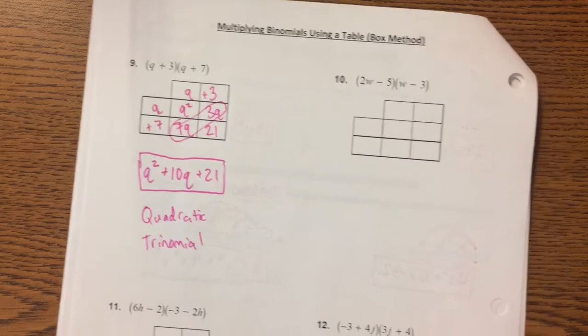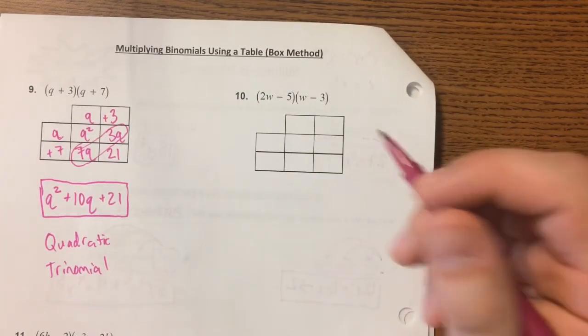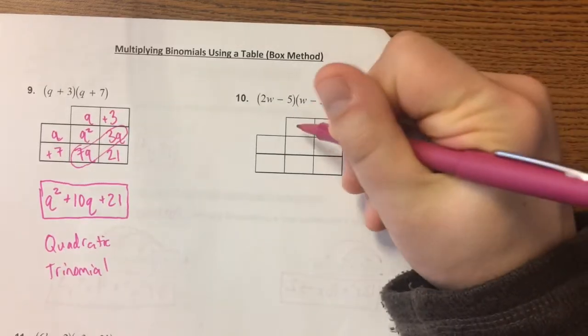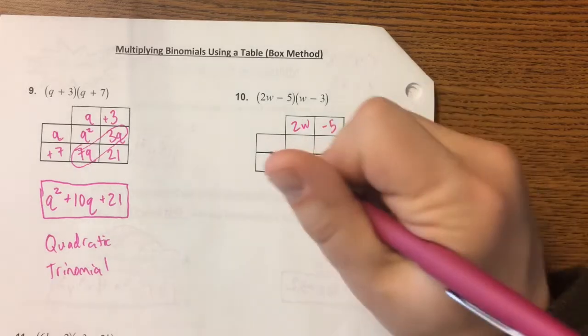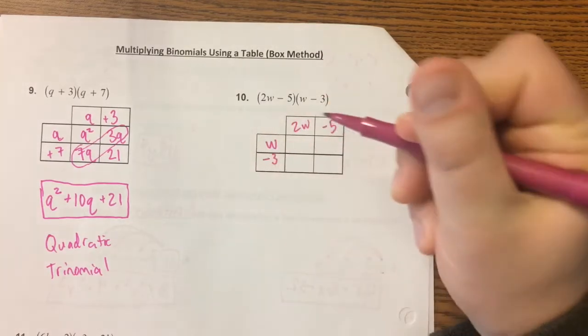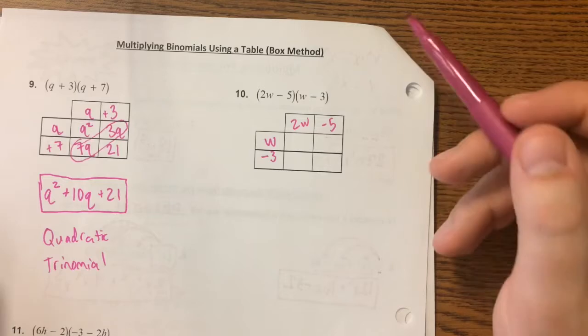Number 10. We're going to work this out the same way. So I'm going to put 2w minus 5 right here, and w minus 3. Now I just do all my multiplication. I'm going to multiply every row by every column. All right, so now we're going to multiply.